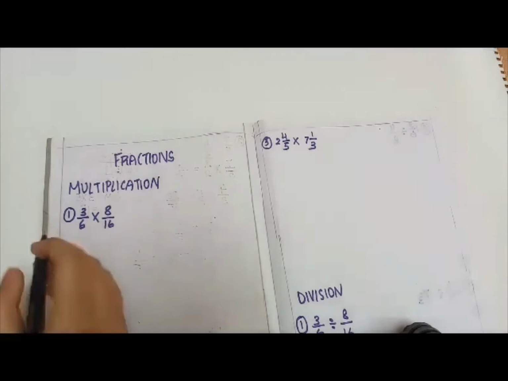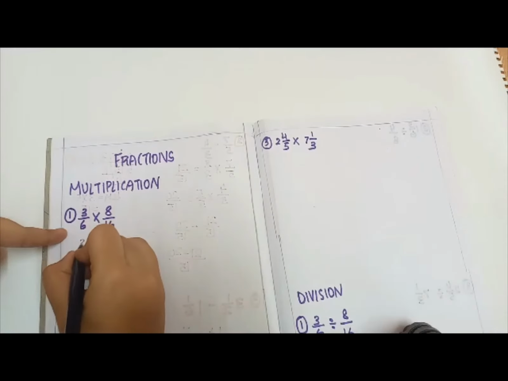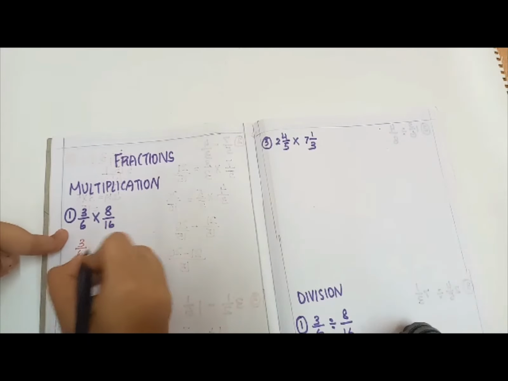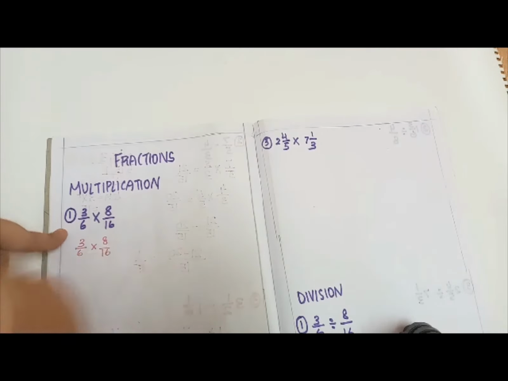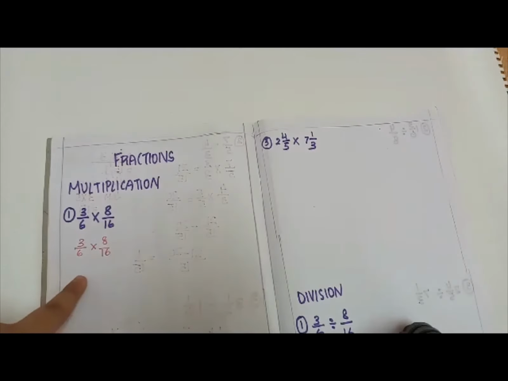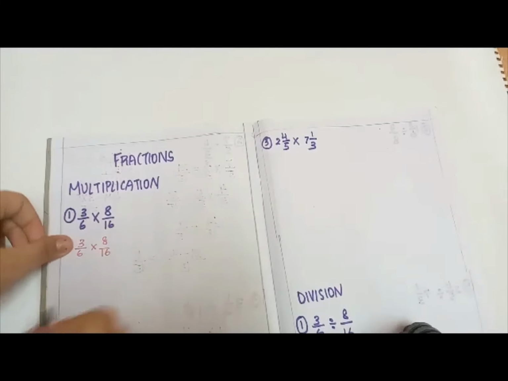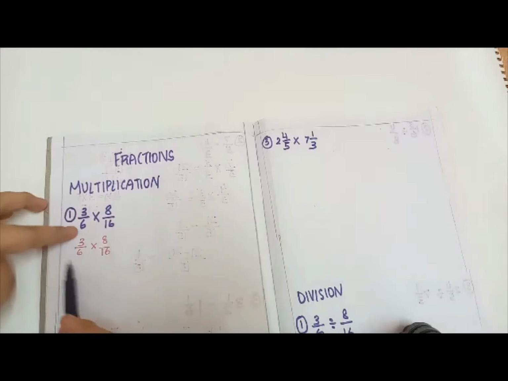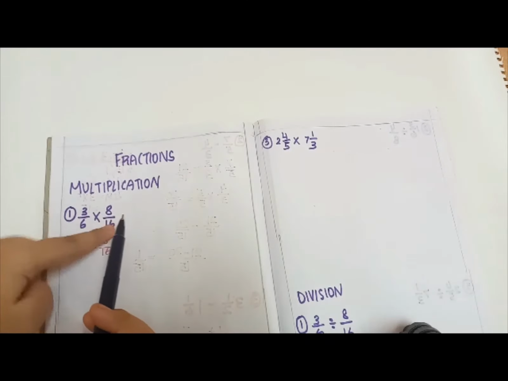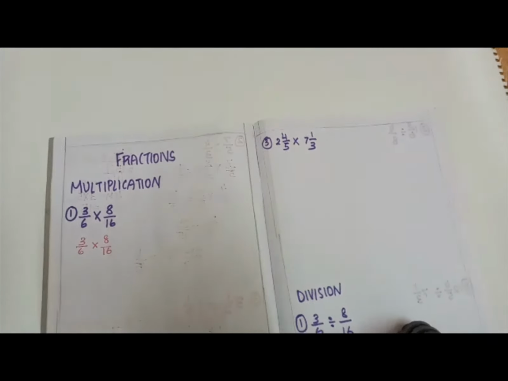First we write the fraction as it is, 3 by 6 into 8 by 16. As I said, in fraction we don't take out the LCMs. For solving the multiplication of fractions, we have a rule. The rule is we can cut fractions. Cut means making it short, using the rule up and down, up and down. It's a little confusing, I'll show.